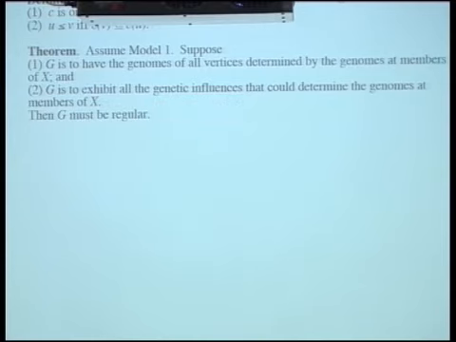Well, what I've done is motivate a definition from Baroni, Semple, and Steel 2004. The network G is called regular if the two conditions we've talked about both occur. C is 1 to 1, and U is less than or equal to V if and only if C of V is contained in C of U. And what I've observed, perhaps it's not really a theorem, is that if we're going to have the genomes at all vertices determined by genomes at members of X, under the simple model, and is to exhibit all the genetic influences, then G must be regular.